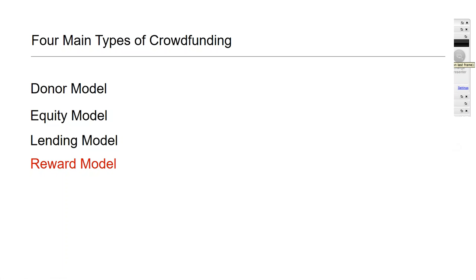So let's look at the four main types of crowdfunding: the donor model, the equity model, the lending model, and the reward model. The donor model is where people give money to an entrepreneur or a project, and nothing is expected in return from the entrepreneur, the NGO, or the person raising money. It's a donation, as simple as that. And the crowdfunding portal facilitates the donation of monies to those projects.